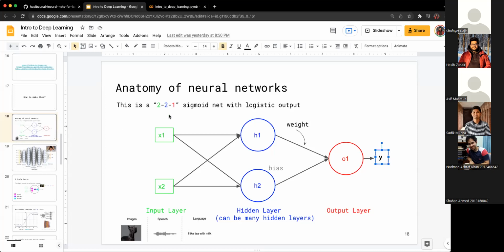In actual terms, you would call this a 2-to-1 sigmoid net with logistic output. This is because the 2 is because we have an input layer which has 2 inputs, and the hidden layer has 2 neurons, so we call that 2, and the output layer has 1 neuron, so we call it 1. So that's just a way of formalizing the size of this neural net.